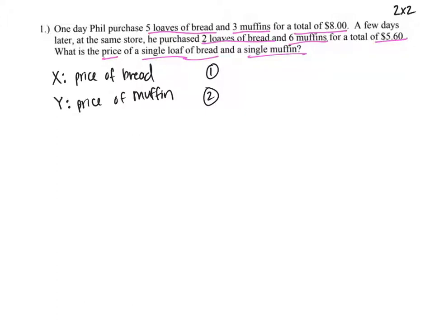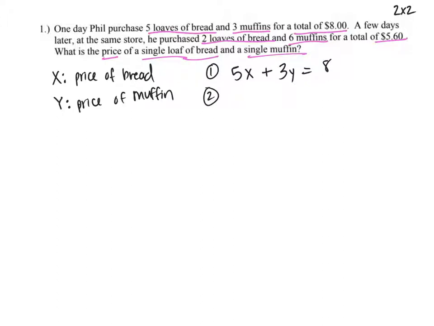The issue is that we don't know what the price is. So it's like we're doing the 5 loaves of bread scanned and then multiplied by x, the price of bread, added with the muffins being scanned and multiplied by y, the price for muffins. And when you add them up, the cashier rang up $8. And so there we have it, we have our first equation: 5x + 3y = 8.